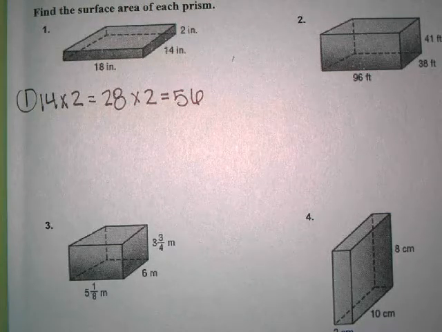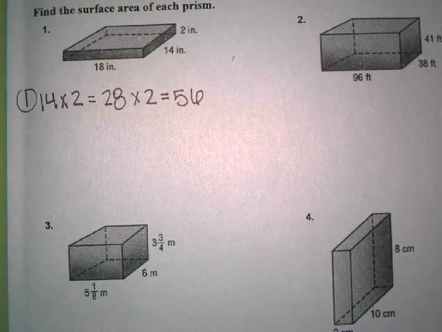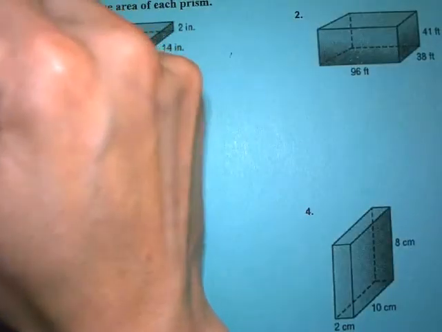What's another rectangle that you guys see? Eva? 18 times 2.